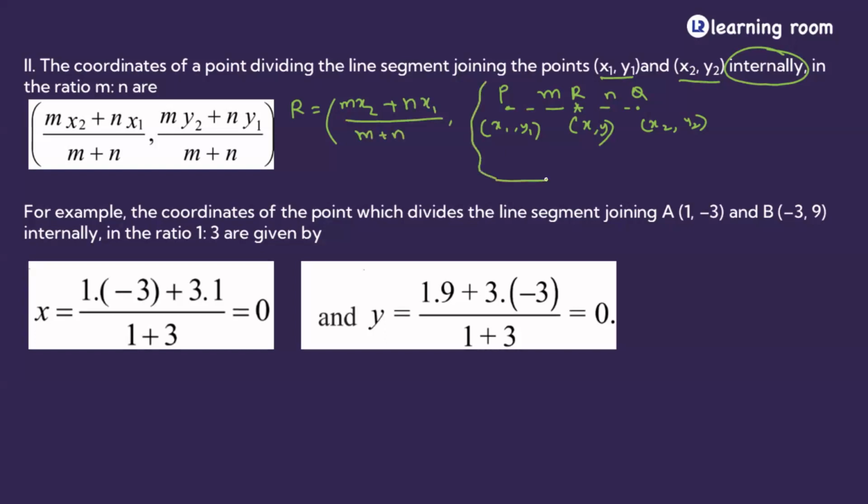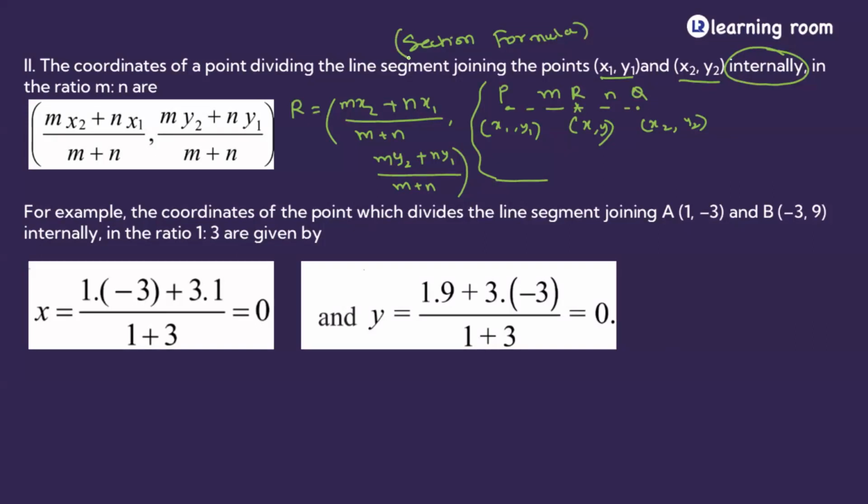Then what will be the y coordinate? You tell me. Ritika, tell me. M. So how will you remember? M into the opposite coordinate. So m into y2 plus n into y1 divided by m plus n. This formula is what is called the section formula, because the point is dividing it into two sections. I'll give you time to write, don't worry. It is just a recap.